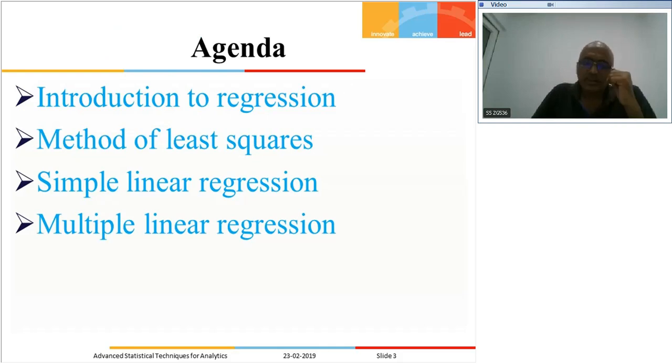This is one of the important concepts in predictive analytics. I think some of you are familiar with it, maybe not in detail. You may be aware of this term. Regression is the one which we use regularly.